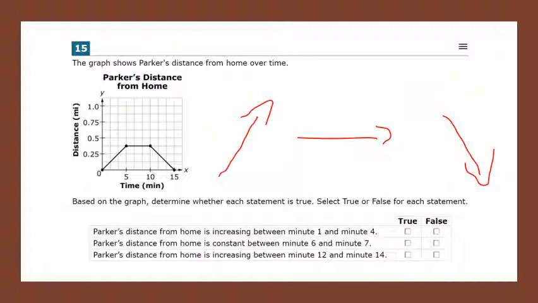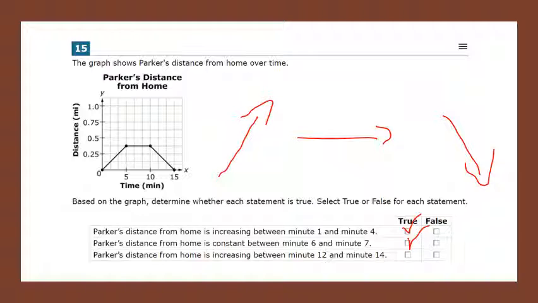So number 1 says Parker's distance from home is increasing between minute 1 and minute 4. So if you look at the graph, the section at the very beginning is definitely increasing. So this is a true statement. The second one says Parker's distance from home is constant between minute 6 and 7. So if we look for minute 6 and 7, it's right smack dab in the middle of the graph, which we can see is constant, so that is also true.